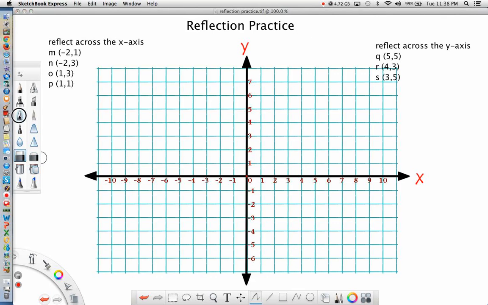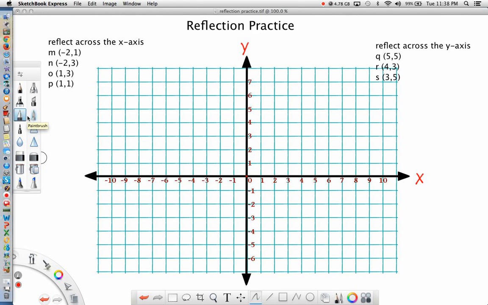Boys and girls, let's take a look at our reflection practice handout. This handout has several problems. We're just going to do problems 1 and 2 together, and if you can do 1 and 2, you should be able to handle the rest of these problems on your own.